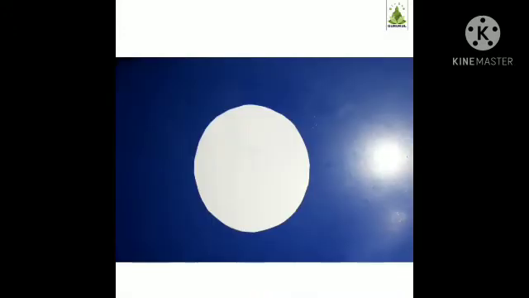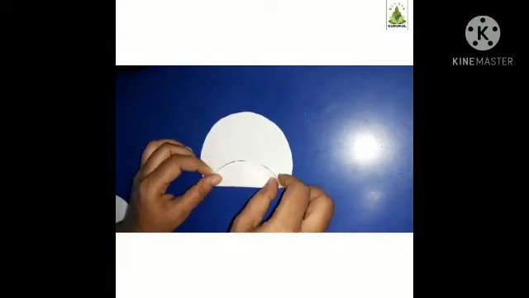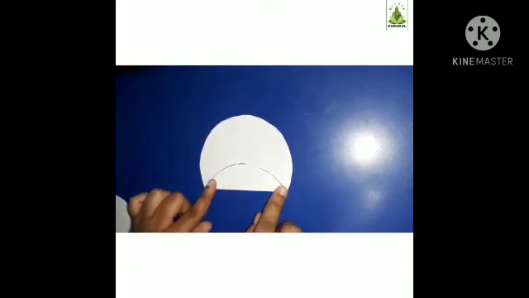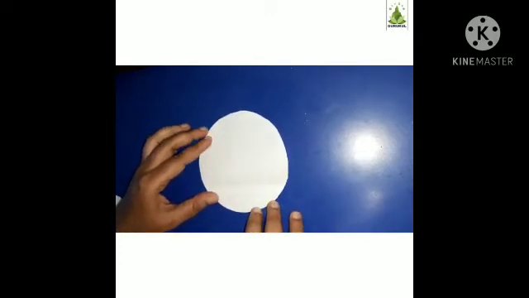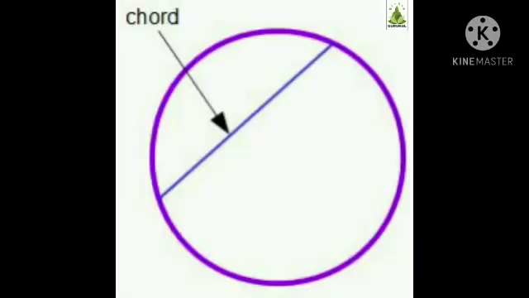Now take a circle cutout and fold it as shown here. Trace the line of the fold with a pencil. This line is called a chord of the circle. Do you understand, dear? You have to fold paper like this and you will get a chord.